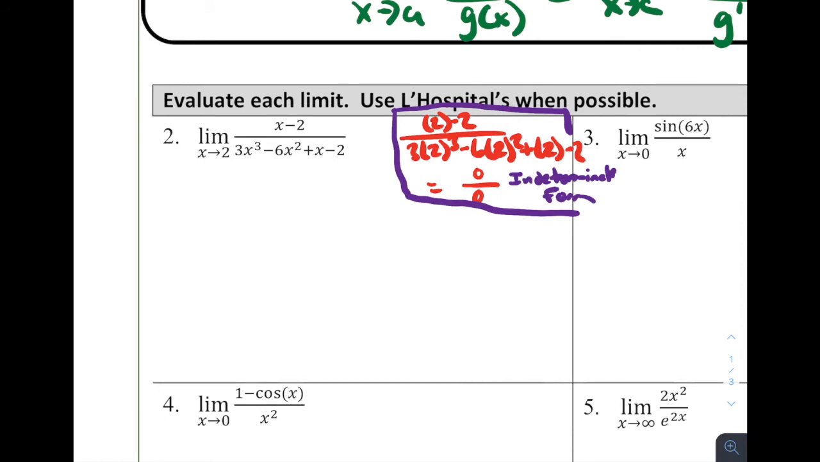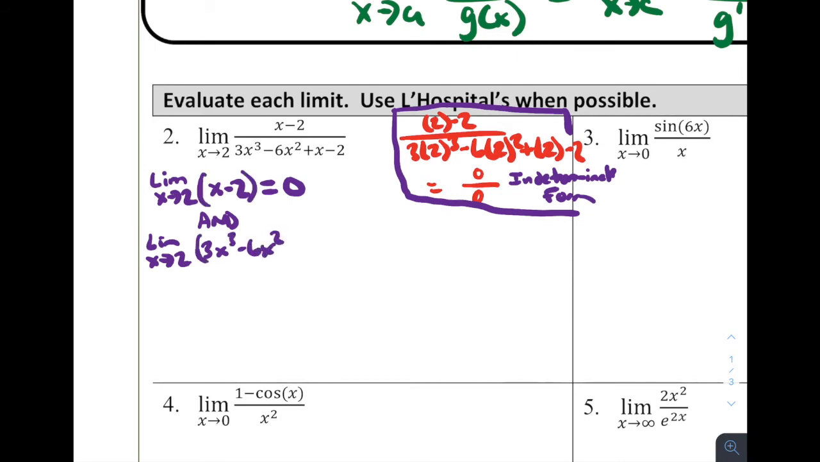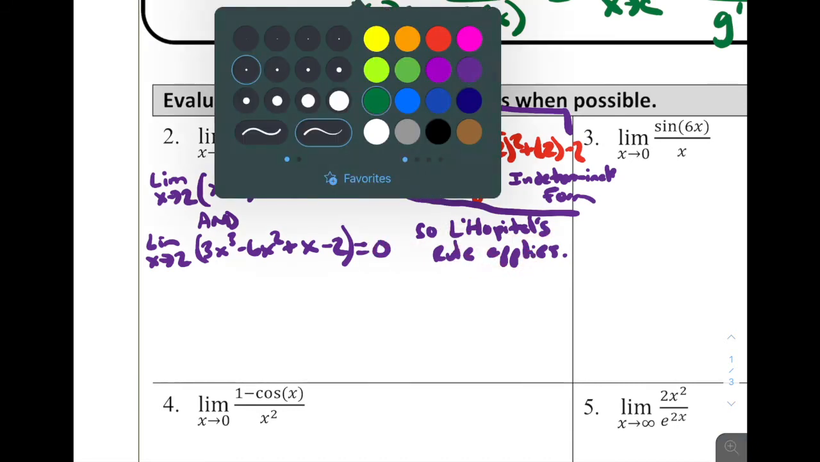If we want to be really clear about the best case for what the AP exam would be looking for here, we would really want to show our work and say that the limit as x approaches 2 of just the numerator, x minus 2, is equal to 0, and that the limit as x approaches 2 of the denominator, 3x cubed minus 6x squared plus x minus 2, equals 0. And I'm going to say, so L'Hopital's rule applies. This is really like best case scenario how you would show your work on the AP exam, showing that the numerator, if you do direct substitution, gives you 0, and the denominator, if I take the limit, gives us 0. Therefore, L'Hopital's rule applies.